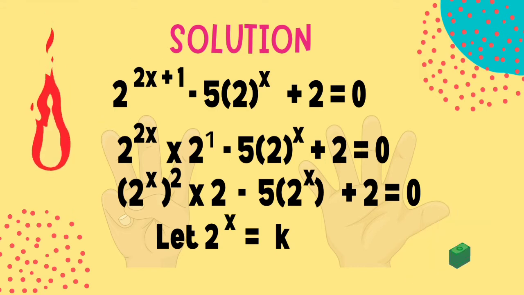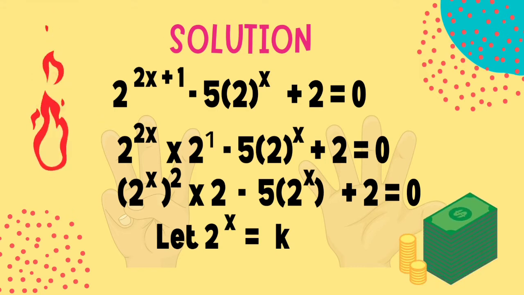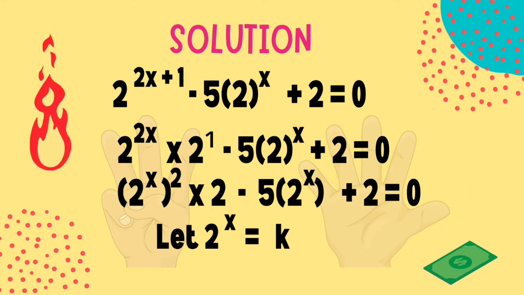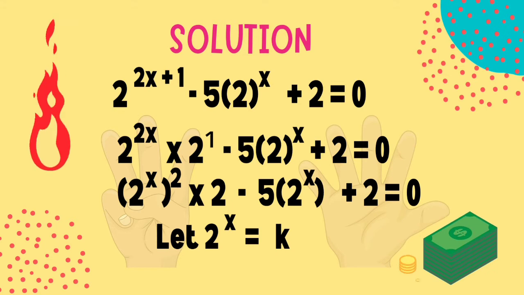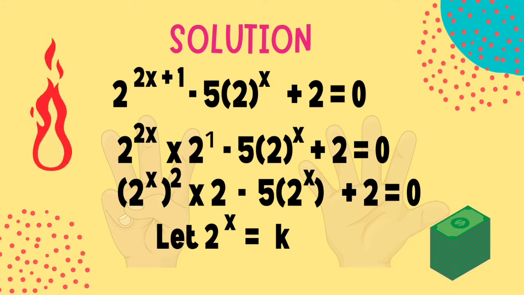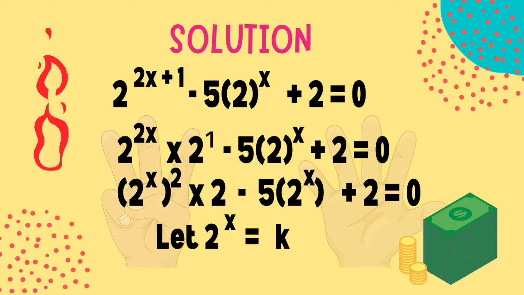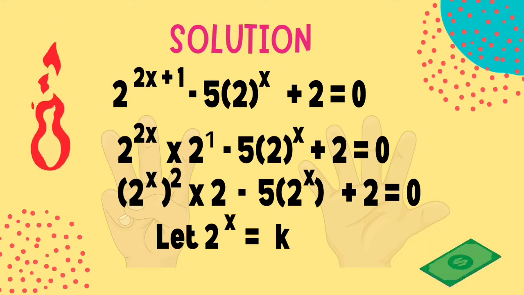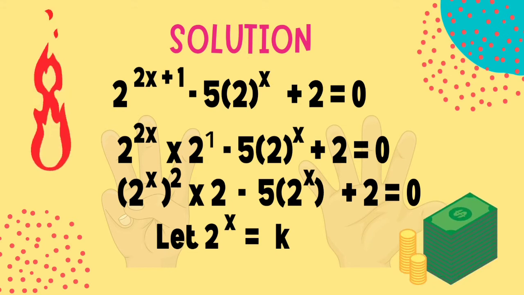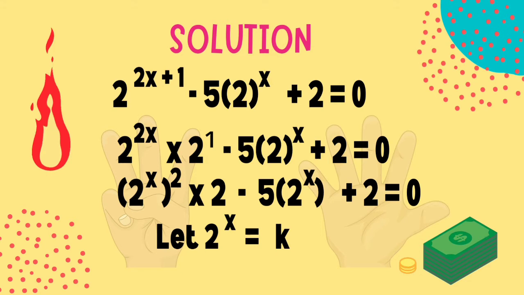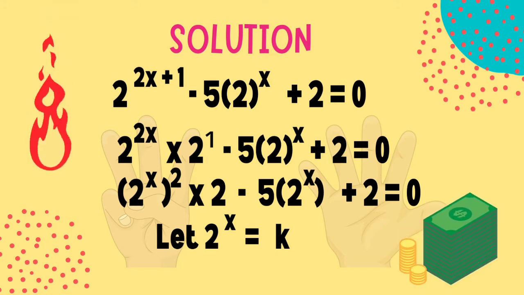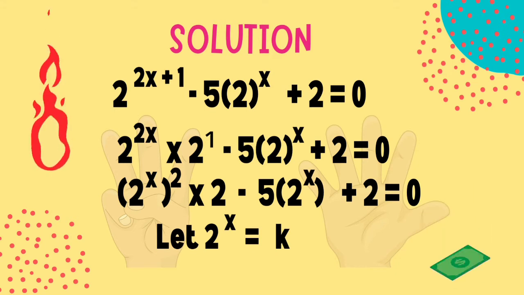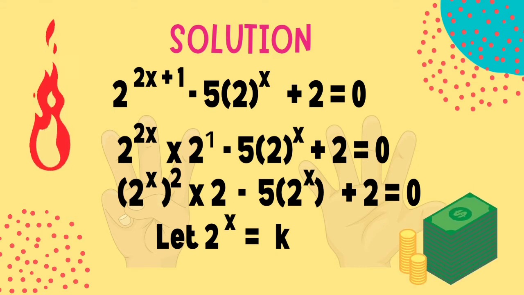So it will become 2 raised to power x bracket squared times 2, because 2 raised to power 1 is the same thing as 2, minus 5 brackets 2 raised to power x plus 2 being equal to 0. Having separated 2 raised to power x out wherever it is found in the equation, you will now use another algebra to represent 2 raised to power x to make the expression simpler.